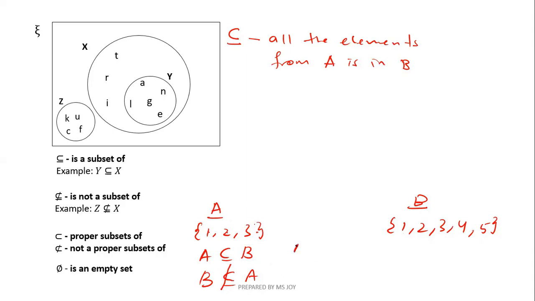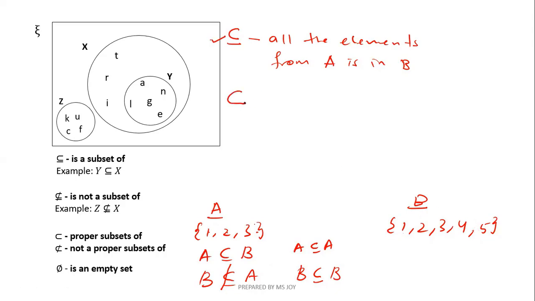I can also say that A is a subset of A. Why? Because all the elements of A are inside of A. And then I also can say that B is a subset of B. Why? All the elements of B, 1, 2, 3, 4, 5, are inside of B. That is the meaning of subset.